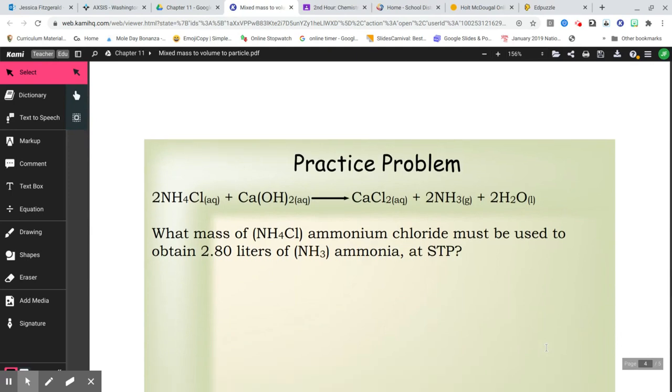This time we're working with a totally different practice problem, and I want to know what is the mass of ammonium chloride if we are working with 2.8 liters. Oh, wait, no, that's our product. So I want to know how many grams of ammonium chloride will be needed if we make 2.8 liters of ammonia, NH3, at standard temperature and pressure.